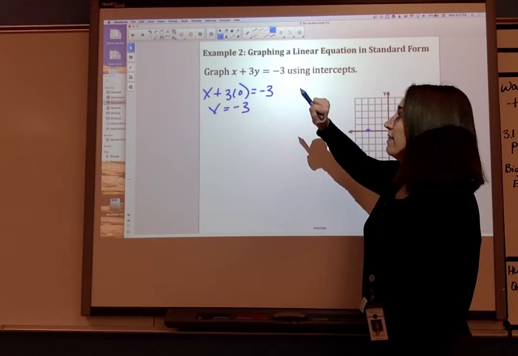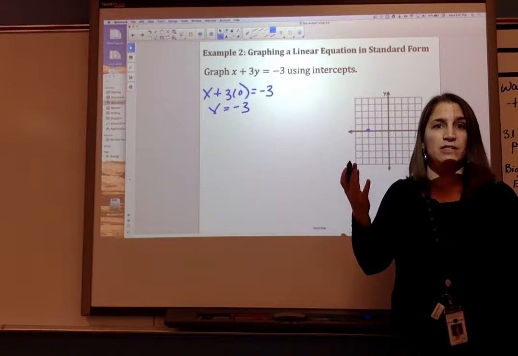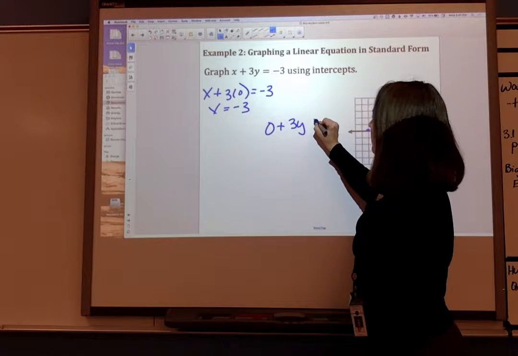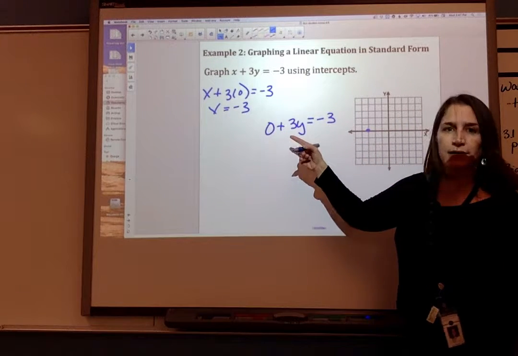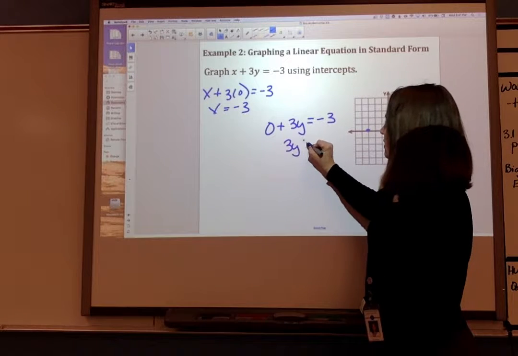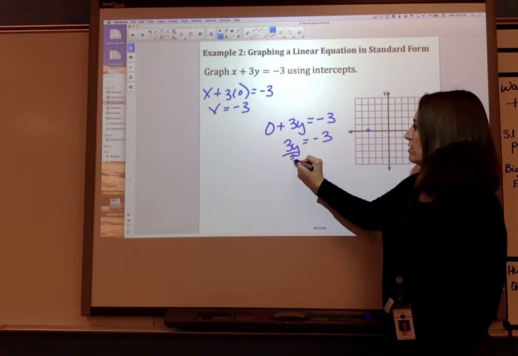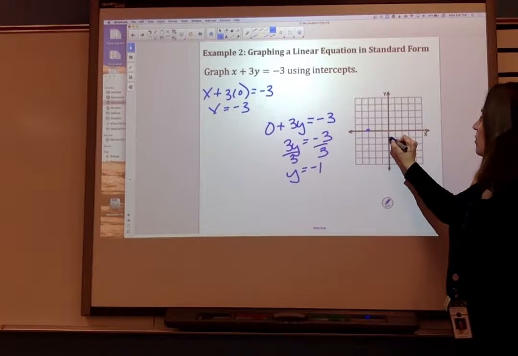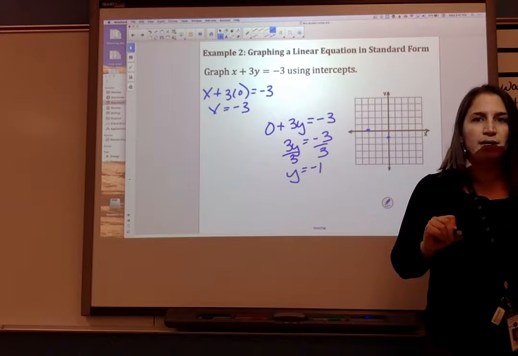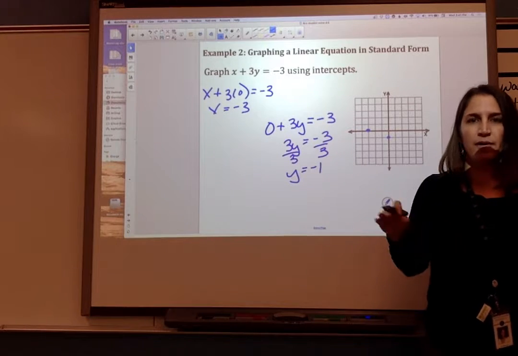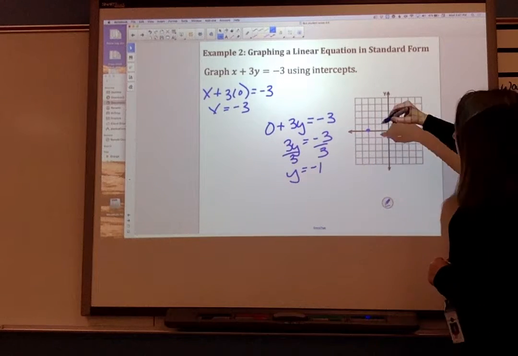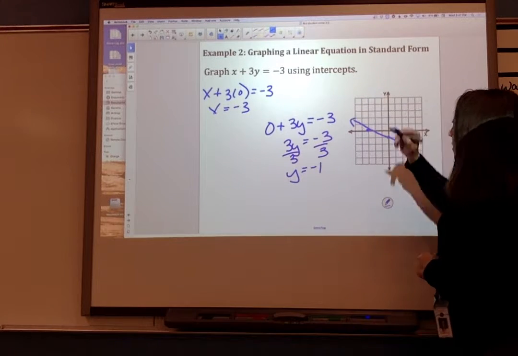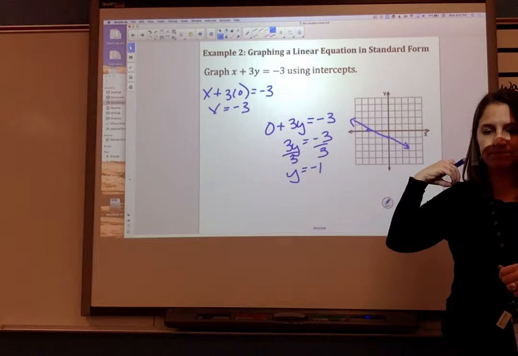Now I'm going to find the y-intercept by substituting 0 for x. So 0 plus 3y equals negative 3. I can drop my 0. 3y equals negative 3. And now I'll divide by 3 on both sides. Y equals negative 1. So the point 0, negative 1 is also on my graph. All right, my straight edge didn't work very well, but you use your straight edge and go ahead and connect these points. That's going to be our line.